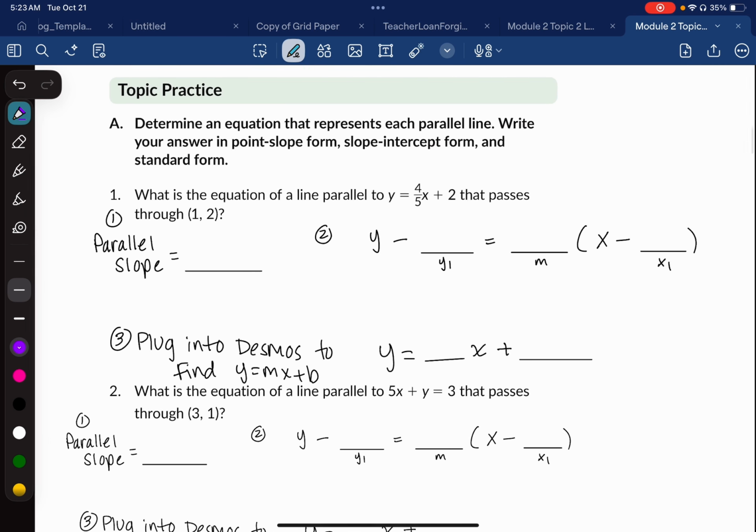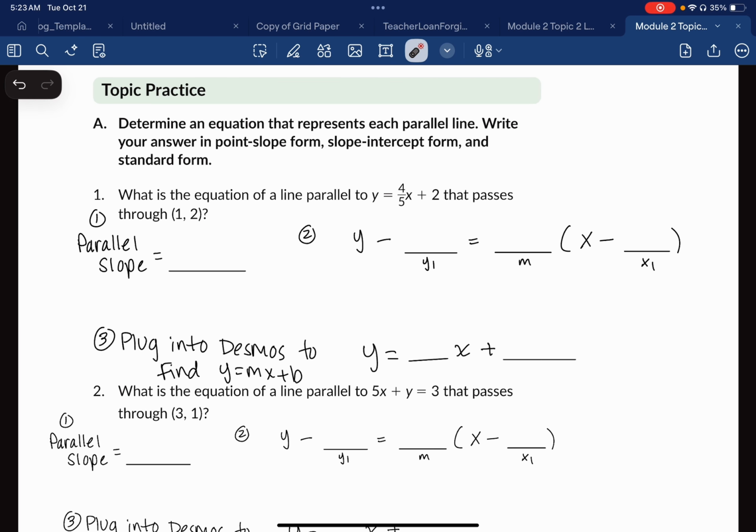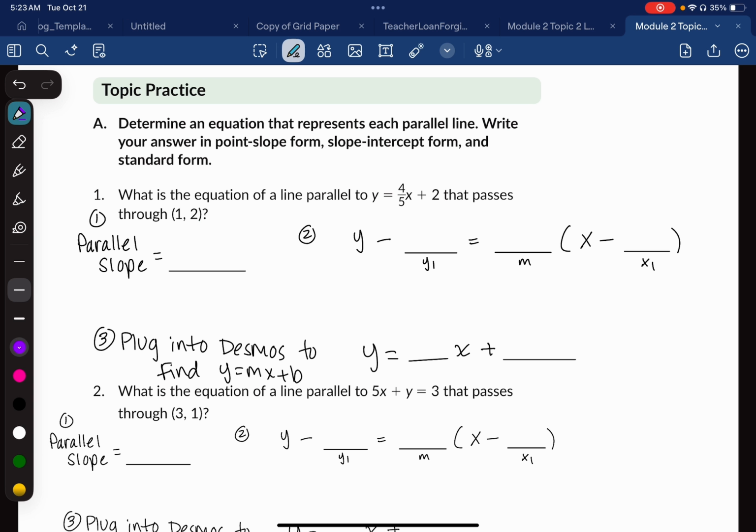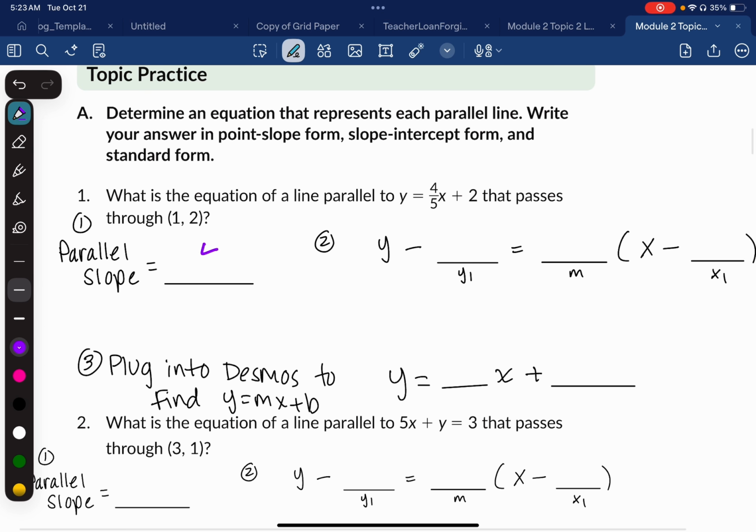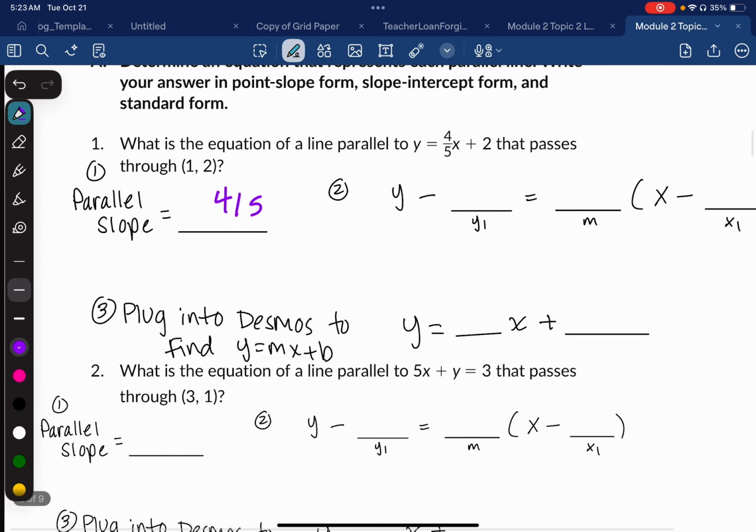All right, so let me show you your assignment. All right, your assignment looks just like this. You have 6 questions. So what is the equation that's parallel to this equation? And then you're through this point, right? Super easy. So right, this one is going to be, your slope is going to be what? 4/5. Easy. That's your slope.